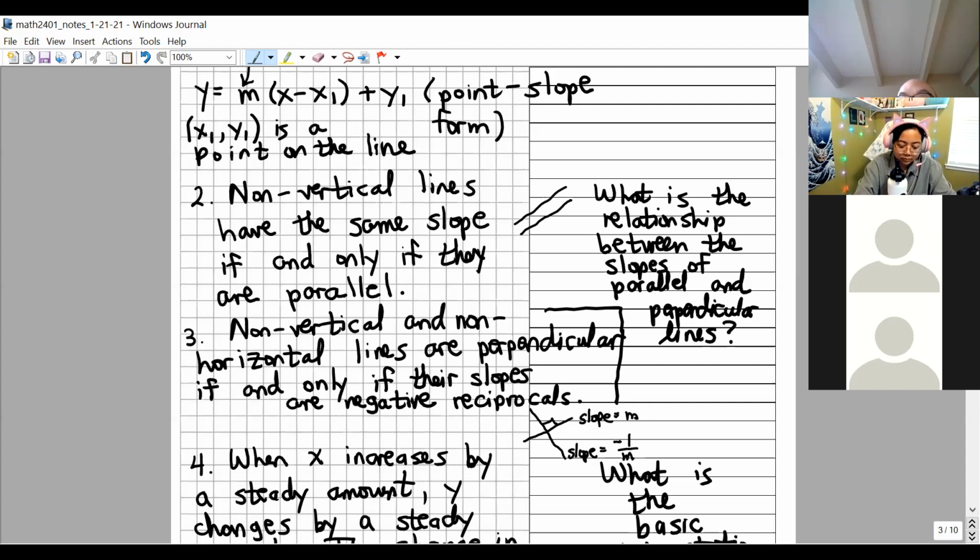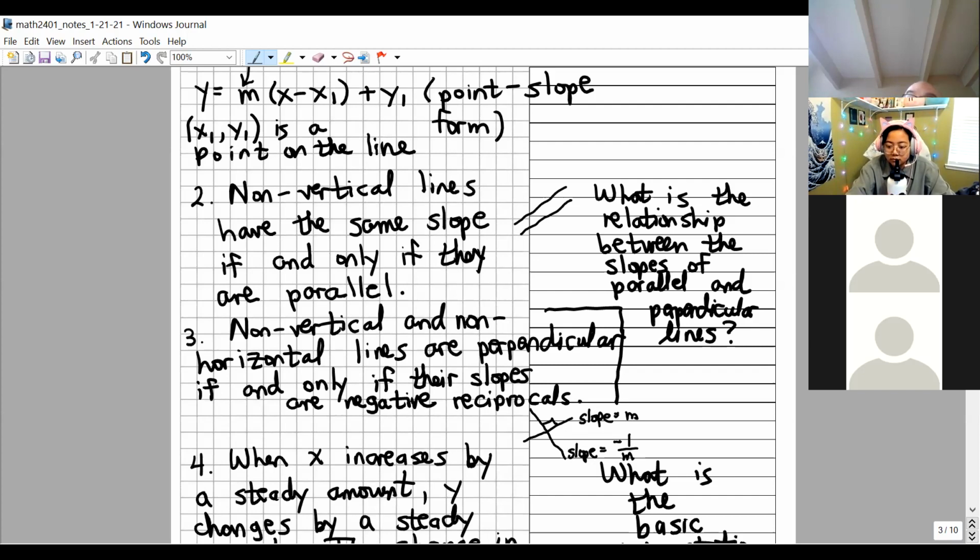So again, that seems like a very specialized fact about straight lines, and it kind of is, but it's one that is going to be useful to us here from time to time. So we want to keep that in mind, all right? So 2 and 3 here, just a couple of facts about parallel and perpendicular lines.